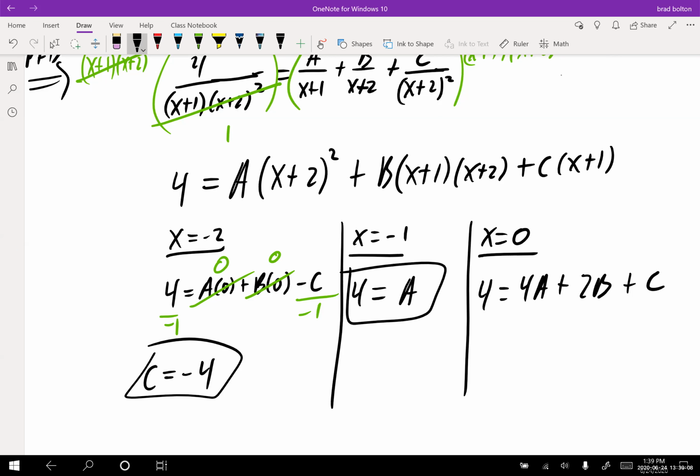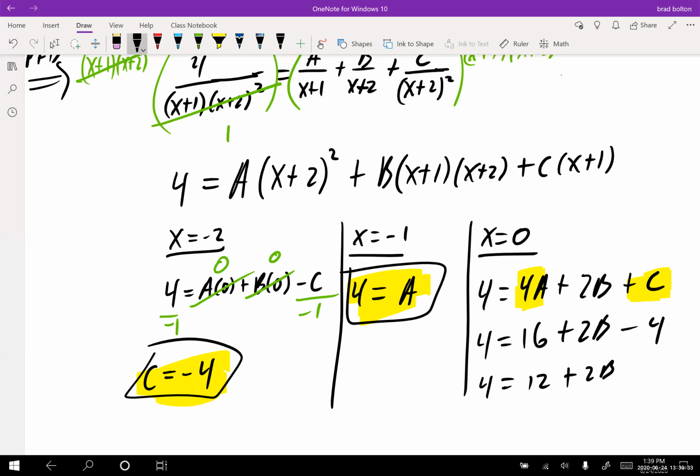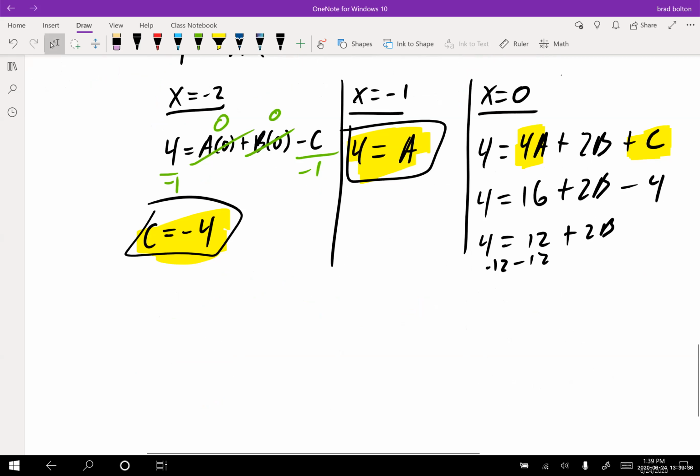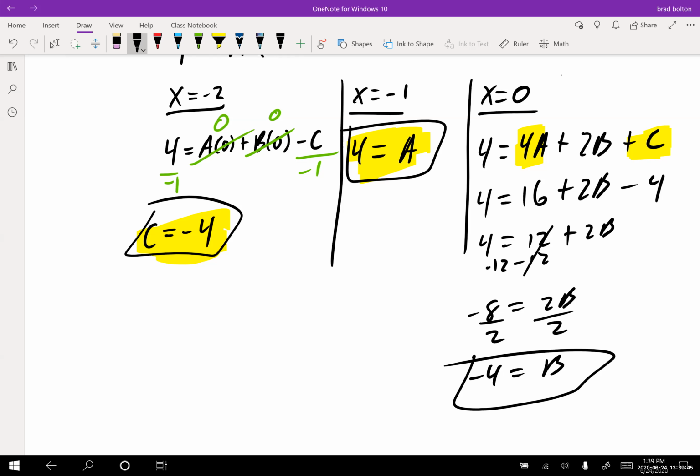Now we have to solve for b. But I do actually know a, right? Because a is worth 4. And I do actually know c because c is worth -4. So let's plug that in. Did I make a mistake anywhere? So we have 4 equals, now a, this would be 16 plus 2b minus 4. So this would be 4 equals 12 plus 2b, minus 12, minus 12, right? So then this will be -8 is equal to 2b, divide by 2, divide by 2. So -4 is equal to b. So we now have our b. So our b is -4, our a is 4, and our c is -4.